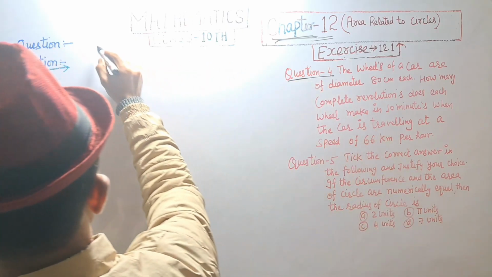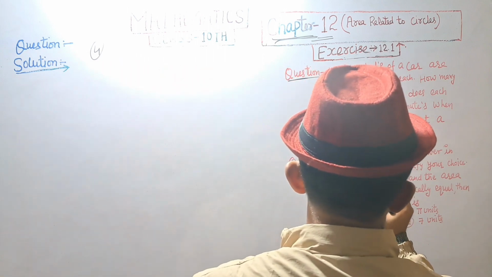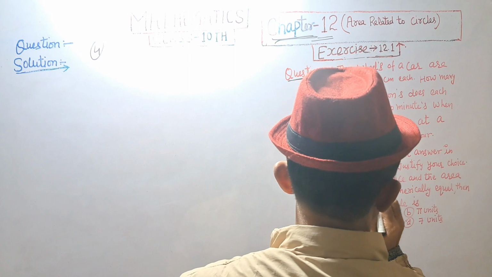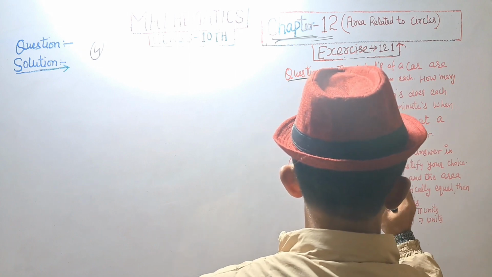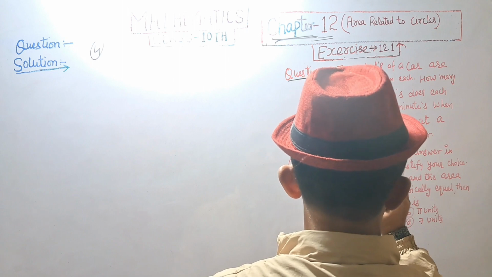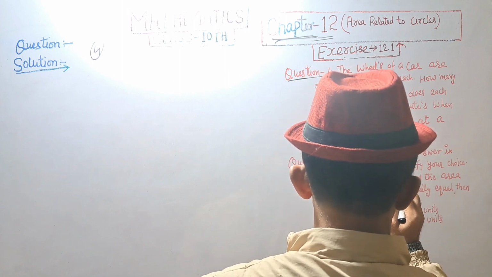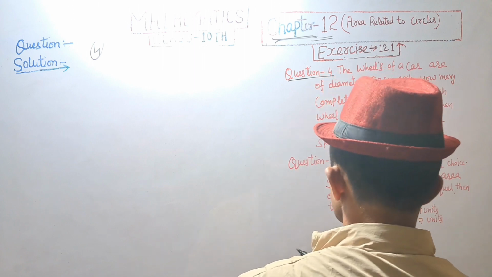Question number 4. The wheels of a car are of diameter 80 cm each. How many complete revolutions does each wheel make in 10 minutes when the car is traveling at a speed of 66 km per hour?